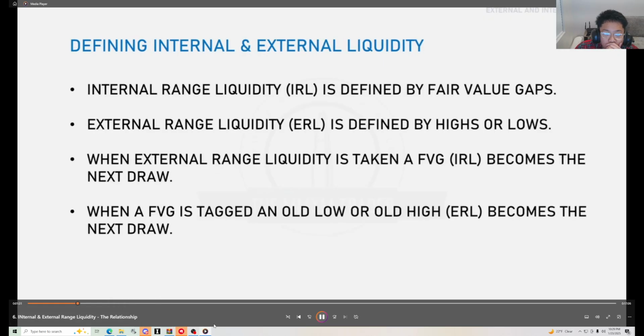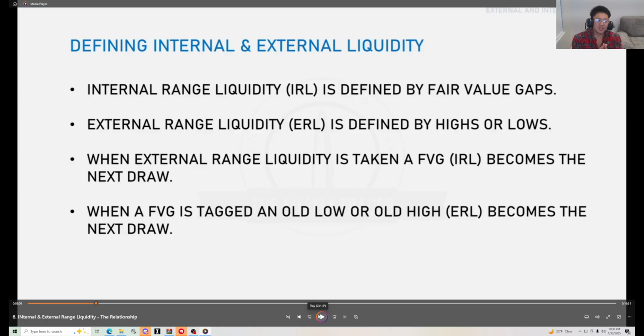Now, what is internal and what is external range liquidity? Internal range liquidity, or IRL, is defined by fair value gaps, so imbalances on your chart. External range liquidity is defined by old highs and old lows. When external range liquidity is taken, a fair value gap becomes the next draw on liquidity, and when a fair value gap is tagged in an old low or an old high, external range liquidity becomes the next draw. This is very important.